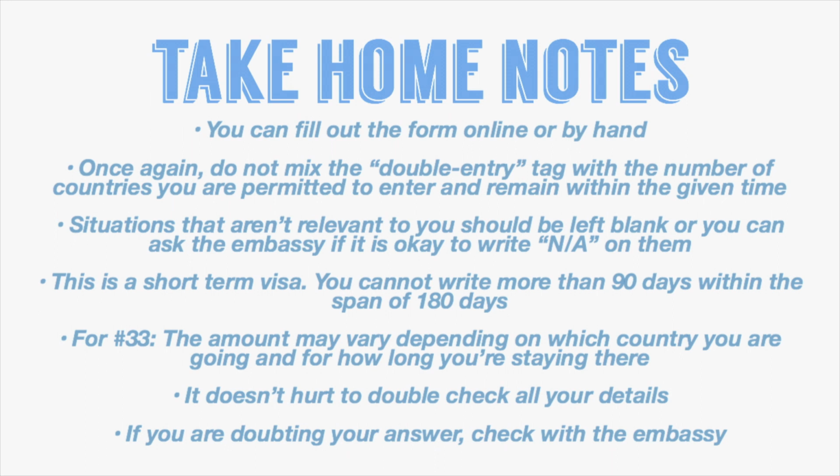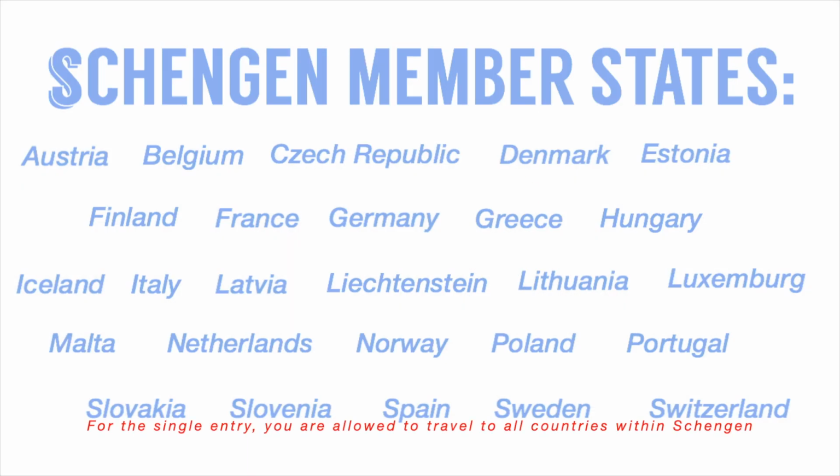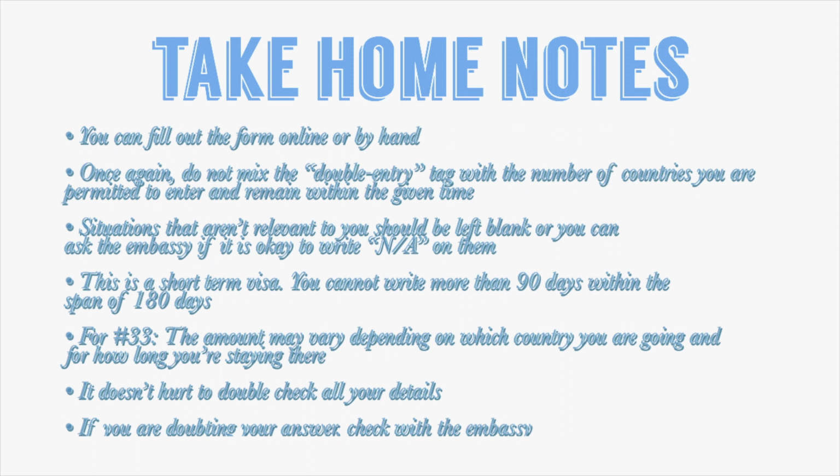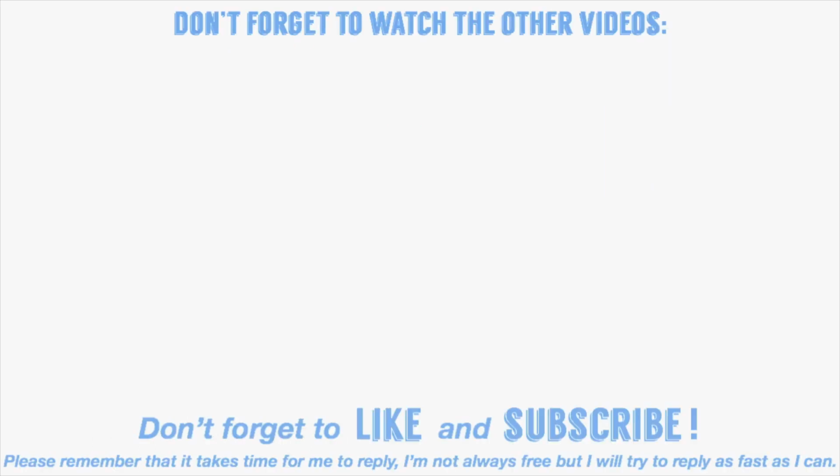But before that, I want to leave you guys some take-home notes. I want to emphasize this specific note. A lot of people ask me, does double entry mean that I get to go to more than one country in Schengen? No, double entry means you will go to Schengen, leave Schengen, and then come back to Schengen. Now that I've clarified that, I would like to remind you guys that I have other videos relating to the European Tourist Visa, aka Schengen Visa.